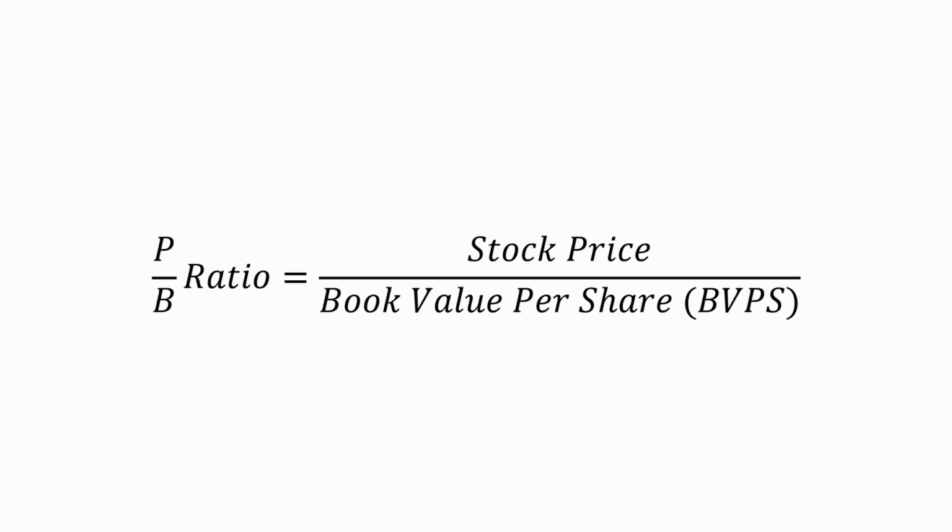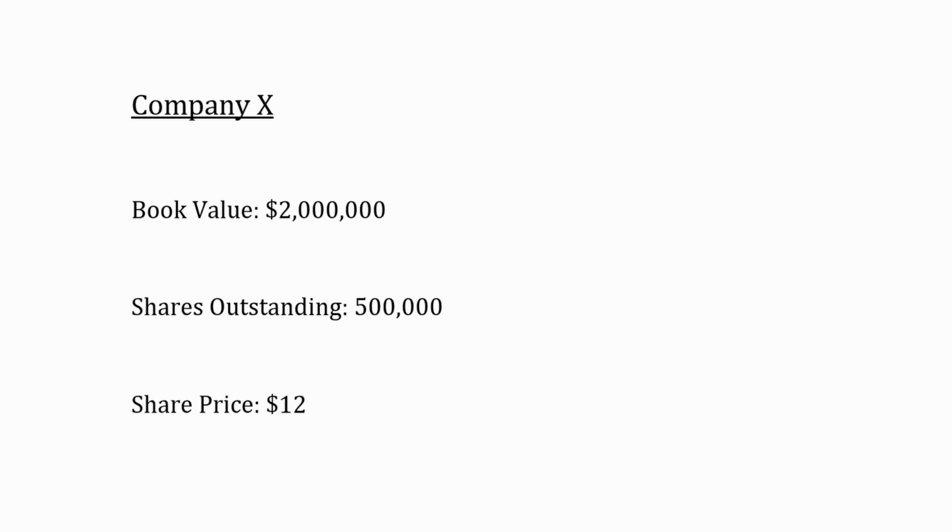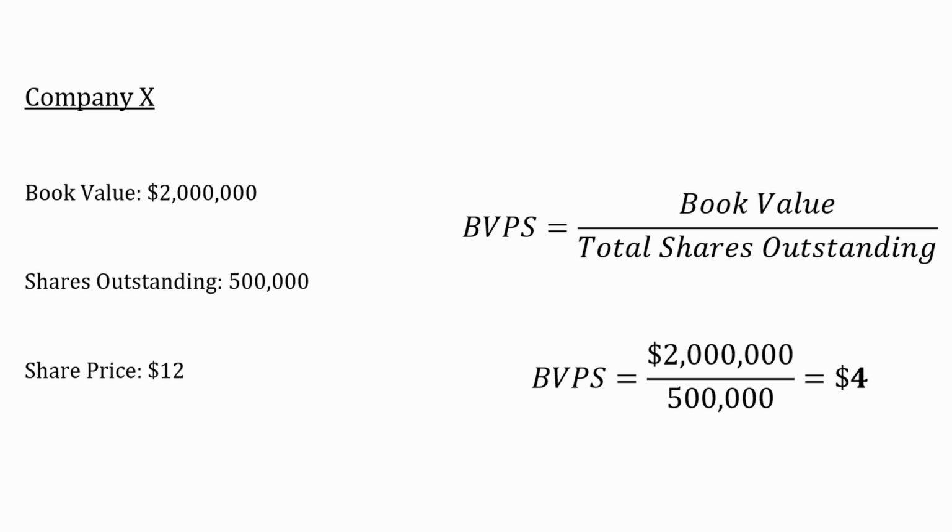The PB ratio can be calculated by dividing a company's stock price by its book value per share, or BVPS for short. To calculate the book value per share, you divide the book value by the total number of shares outstanding. Let's give an example. Say company X has a book value of $2 million, it has 500,000 shares outstanding and a share price of $12. We will find that by dividing the book value by the number of shares outstanding, company X has a book value per share of $4. What this means is that for every share, company X has $4 worth of tangible assets, and typically, if the book value per share is higher than the market price, the stock would be seen as undervalued.